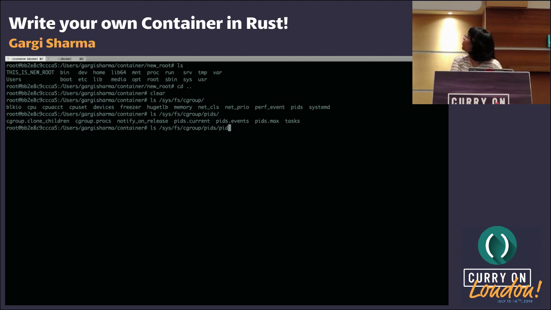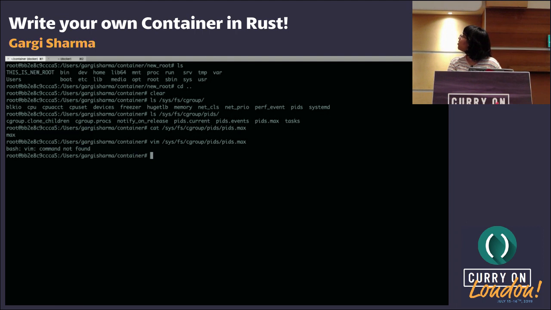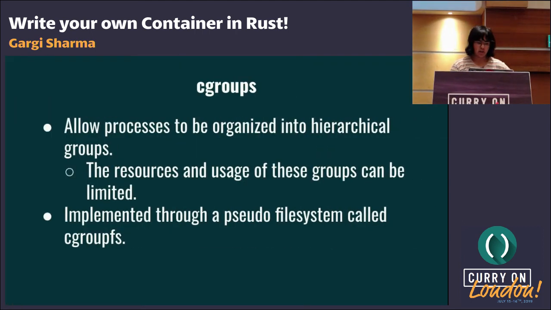So for example, if I go to pids.max, it has a max, but instead of saying max, you can set it to be 20, and then if you start a fork bomb, you won't be able to create more processes once you reach 20.